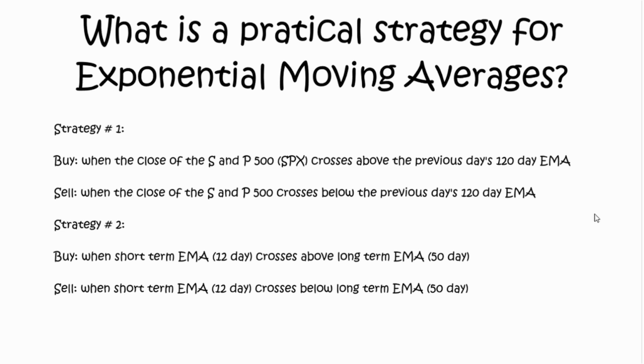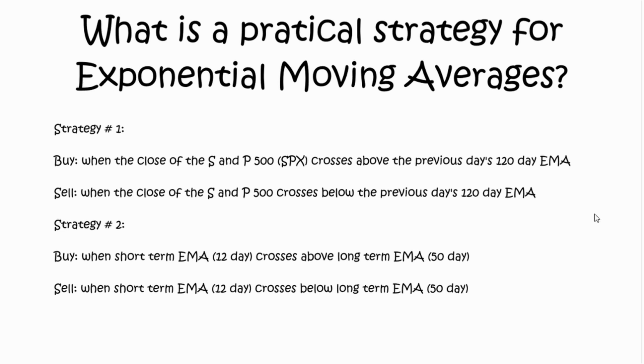Buy an index stock such as the S&P 500 when the close crosses above the previous day's 120-day EMA. Sell essentially at the opposite. So when the close of the S&P 500 crosses below the previous day's 120-day EMA.